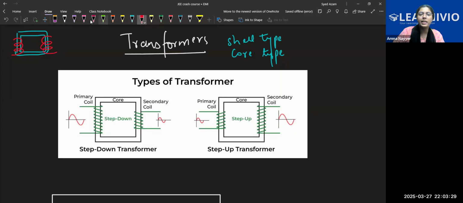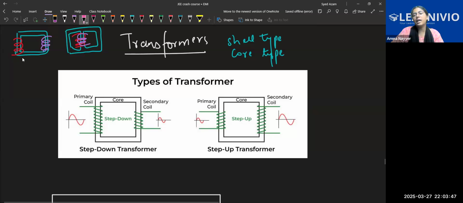Then you have the core type. In the core type, the primary is connected like this. Let's say this is the secondary, and the secondary is connected like this. They are in close proximity to each other. So this is the shell type transformer. This is the core type transformer. It's just that here also induction will occur. Here also induction will occur. Proximity is closer here. That is a little at a distance, but the working is the same. So it just depends upon what applications are used.